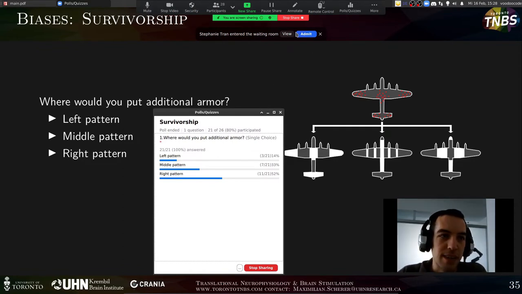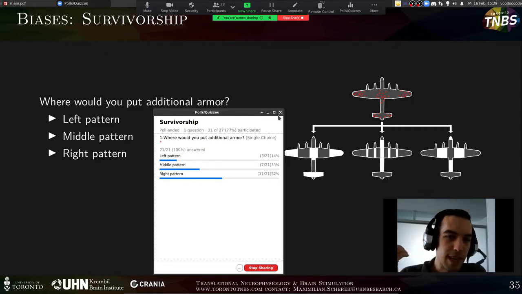As the name kind of gives away, calling this the survivorship bias, you would not necessarily want to put your armor on the leftmost pattern, because the leftmost pattern basically tells you which planes came back, got shot, but still made it. So the parts indicated with the red dots don't appear to be the parts that pulled them out of the sky. Theoretically, you could go with a middle pattern, but statistically speaking, there's absolutely nothing to back that up. It's basically a random guess, so it wouldn't be advisable either.